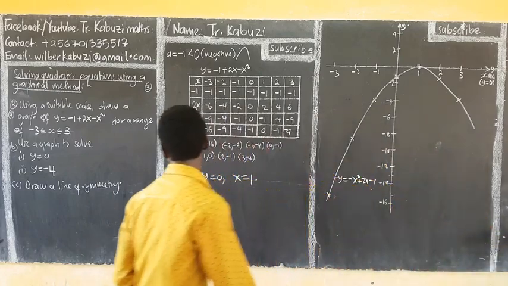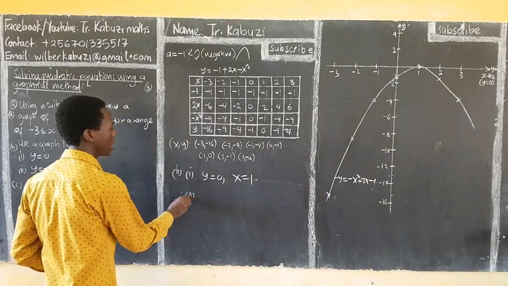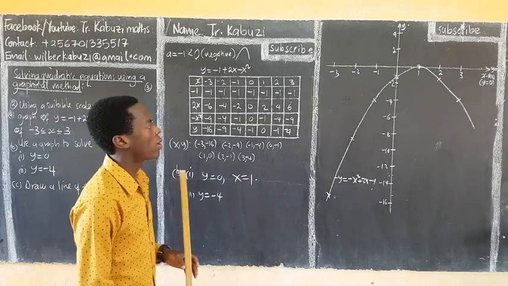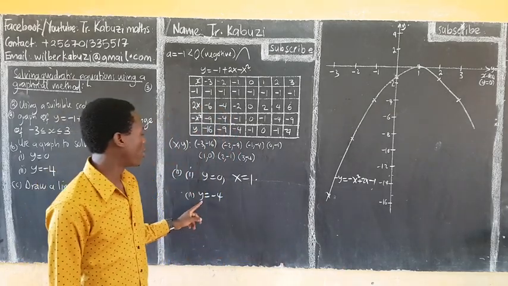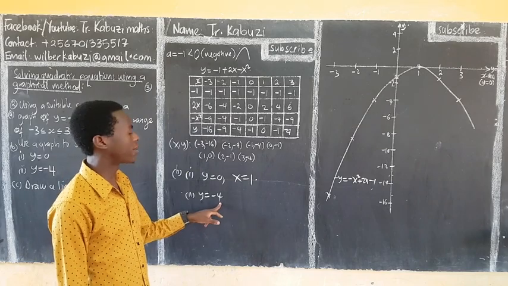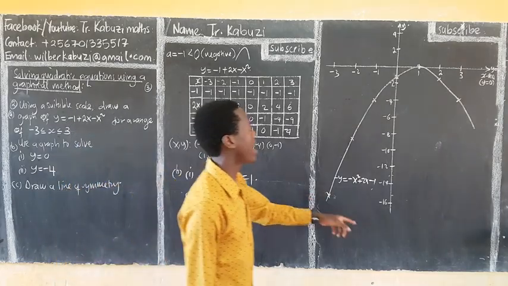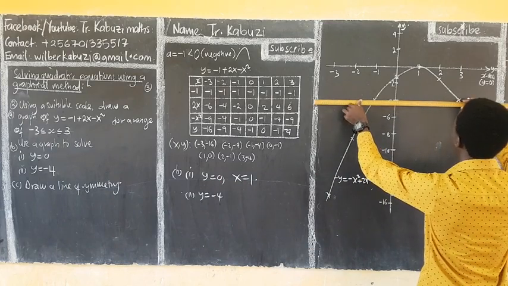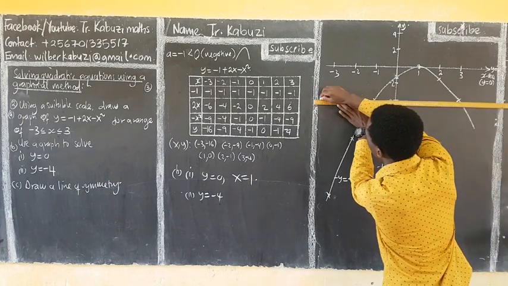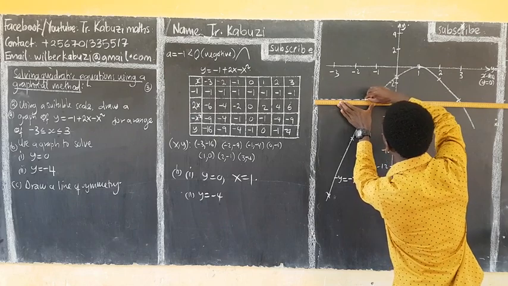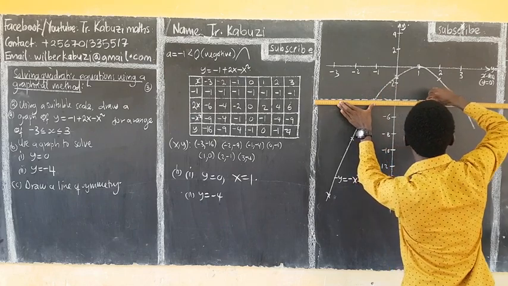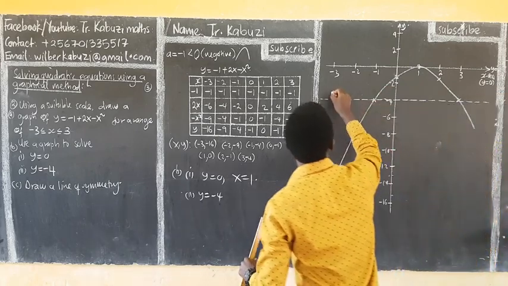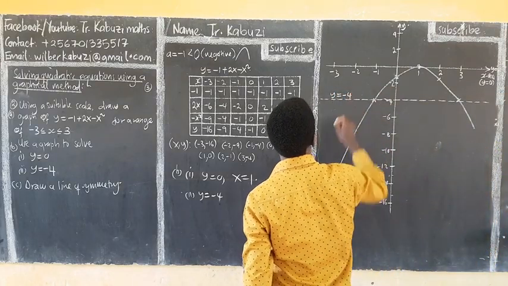Then Roman numeral 2, we want the value of x when y is equal to -4. So you come, you see where on the y-axis the line is passing through -4. So this is the y-axis, the line passing through negative 4. This is the line. So I draw the line passing through it, like that. So this is my y equal to negative 4.